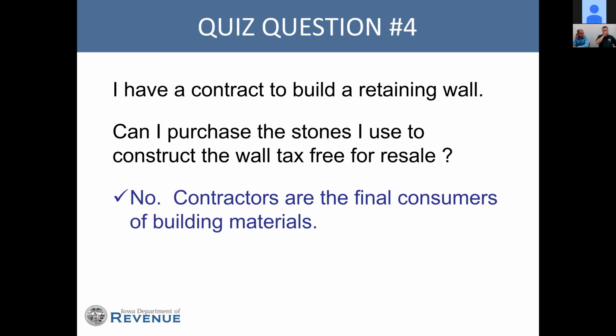Because you are considered to be a construction contractor, Iowa law says you are the final consumer of those materials, and so you must pay Iowa tax on those up front. You cannot purchase them tax exempt. If you did purchase them tax exempt for whatever reason, we're going to expect some use tax on them. So I think the example we had of bringing the materials in from Nebraska where no tax was paid, Iowa use tax would still be due.